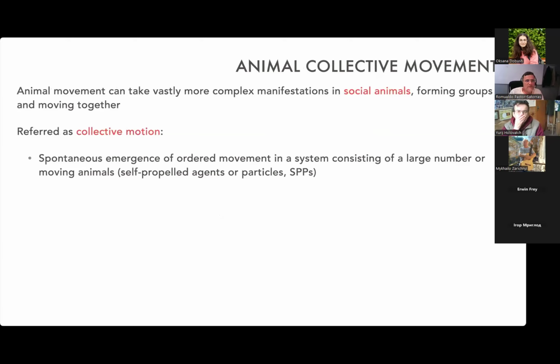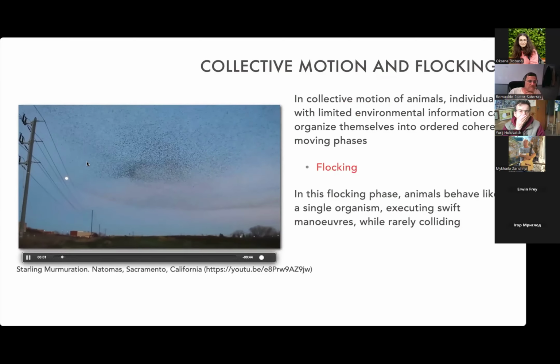So the movement of a single animal is very complex, but the complexity takes more orders of magnitude when we consider social animals, that form groups that move together. This is usually referred to in the field of biology as collective motion. And it's essentially the spontaneous emergence of ordered movement in a system consisting of a large number of moving animals that, just for simplicity, can be called self-propelled agents or particles. Okay?